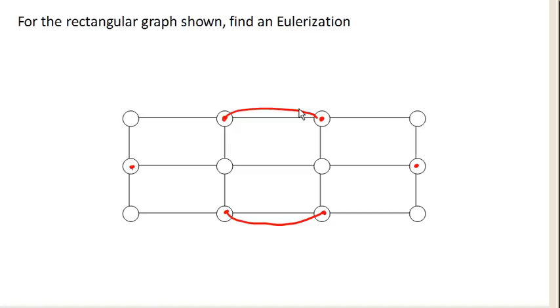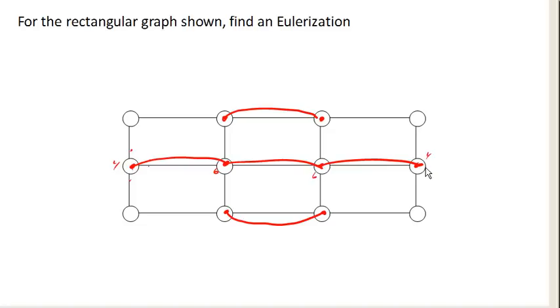Now I just need these two to both have degree 4, and there's no direct way to connect them. So our only option is to make hops. Like that. So notice now this vertex has degree 1, 2, 3, 4. This vertex, which previously had degree 4, now has degree 1, 2, 3, 4, 5, 6. It's still even, so that's okay, right? And this vertex has degree 6, this one has degree 4. Now this graph is Eulerized.